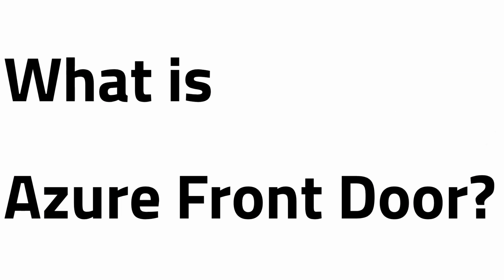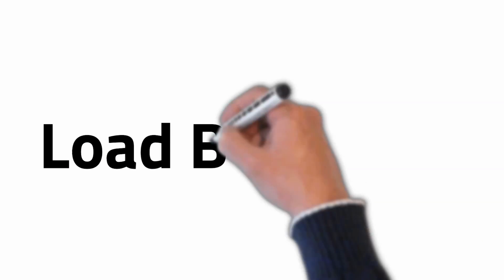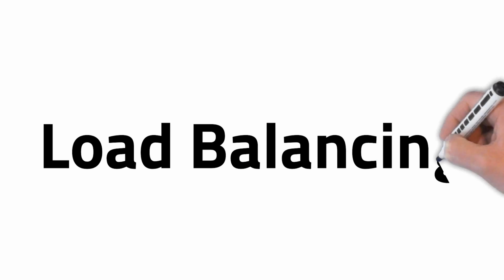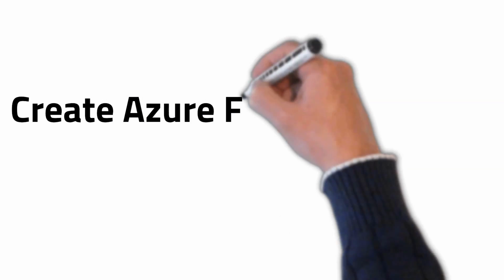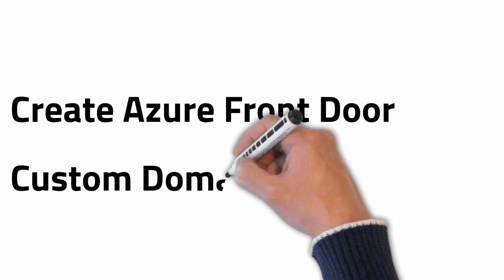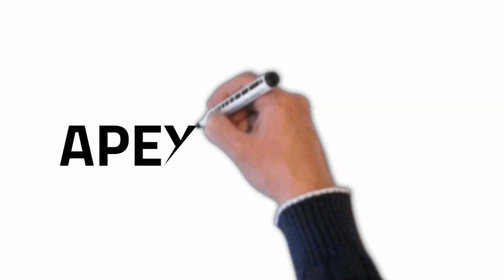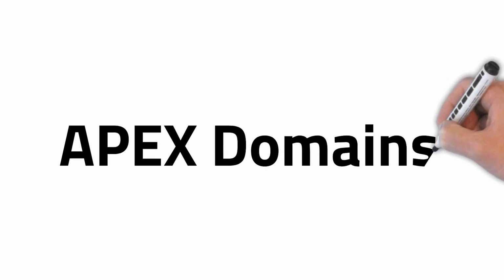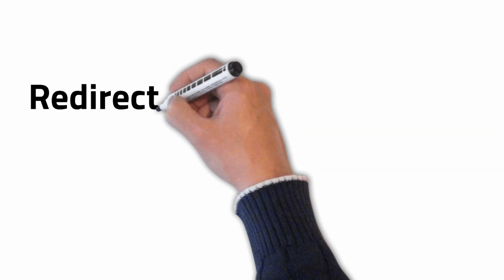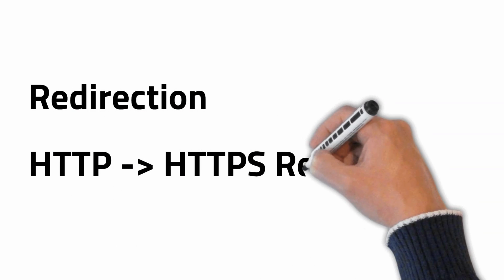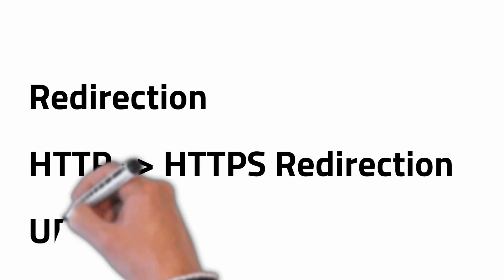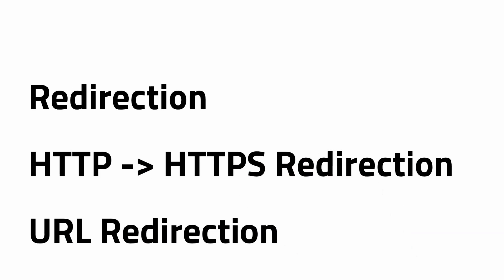So we are going to know what Azure Front Door is actually doing and where it sits in terms of the related load balancers that are available in Azure. Then we are going to create an Azure Front Door and see how you can add a custom domain name for your Azure Front Door and how you can secure it using HTTPS, and how you can use the Apex domain or root domains in the front door, and how you can do redirection, whether it's a protocol redirection from HTTP to HTTPS or URL redirection.